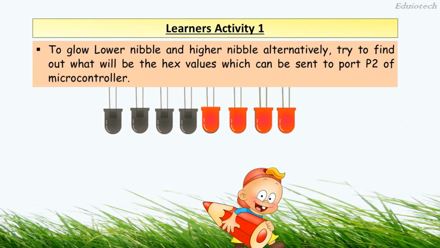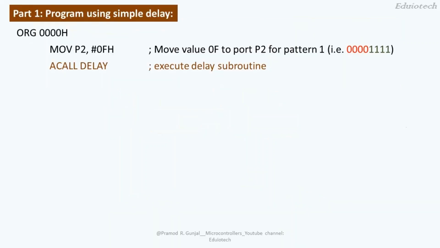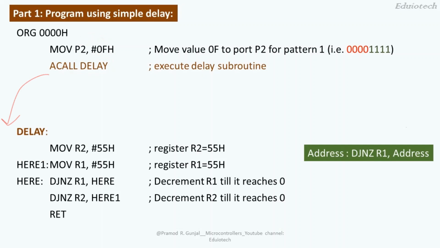Now we are in a position to write a program for blinking of LEDs. So let us start with the assembly language program for blinking of LEDs. Move these values to the port P2 of the microcontroller. Call the delay subroutine. Now we will write a part of code for the delay subroutine.